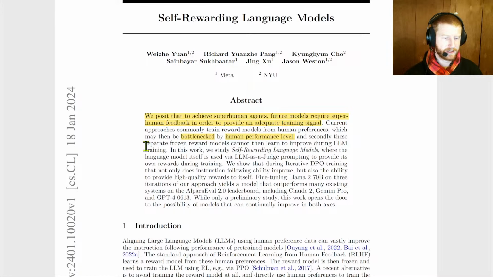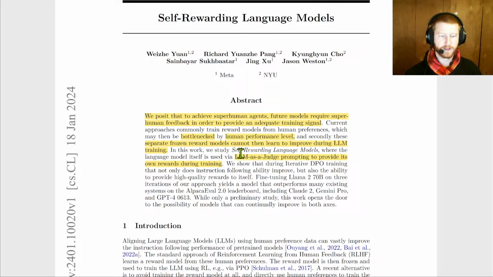Okay, they also say that separate frozen reward models cannot then learn to improve during LLM training. So if you only train a reward model once at the start based on human preferences, and then you try and use that for further training, that frozen-in-time model can't learn the new types of completions and any nuances there. In this work, we study self-rewarding language models, where the language model itself is used via LLM-as-a-judge prompting to provide its own rewards during training.